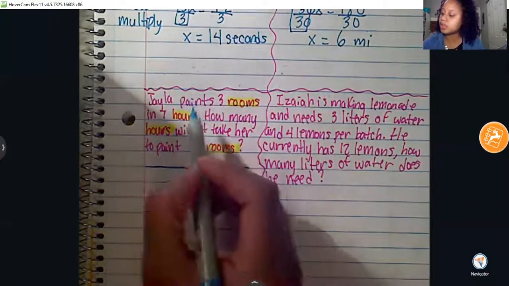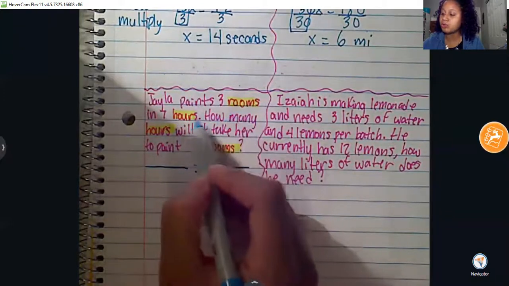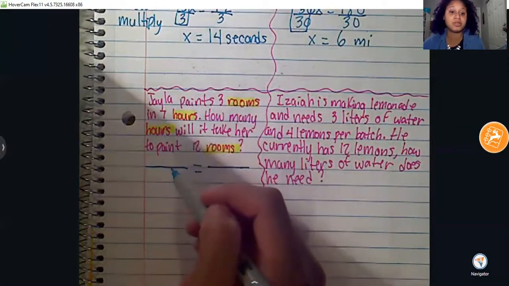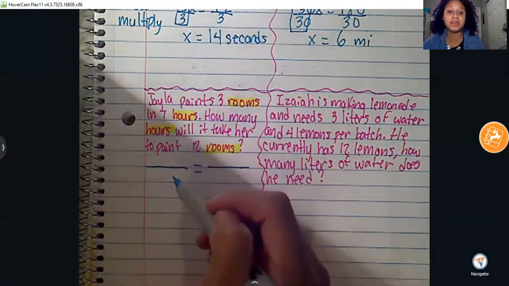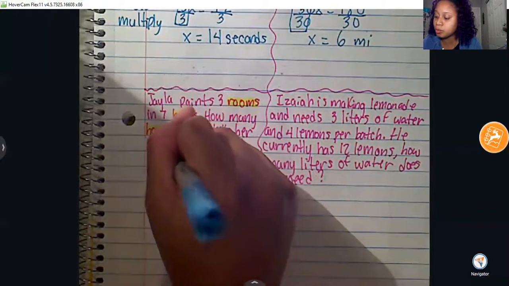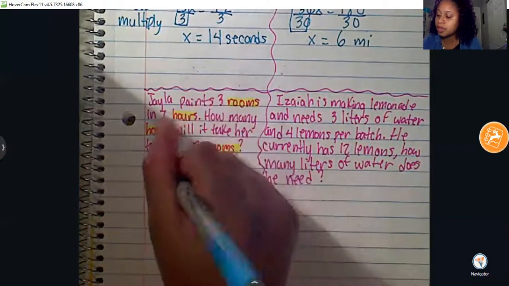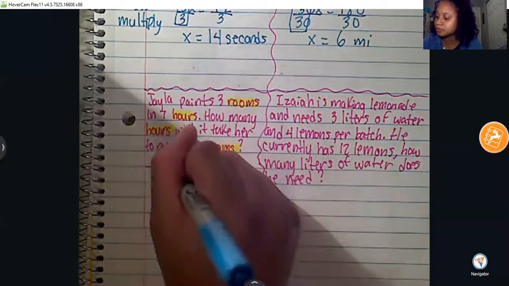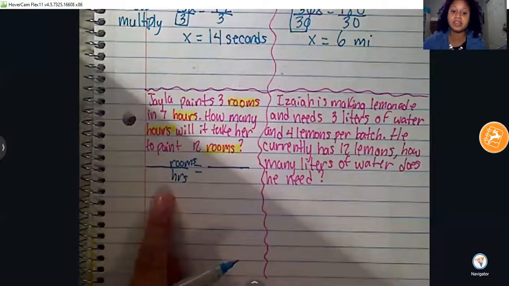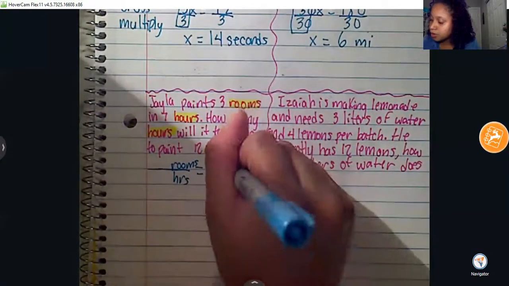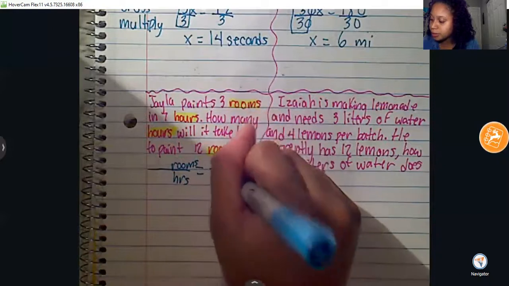So then we look at the situation. It says rooms and hours are 2 units. You just pick which one you want to be rooms and which one you want to be hours. I'm just going to pick the numerator to be rooms and the denominator to be hours. Because I picked that here, I have to do the same on the other side: rooms, hours.